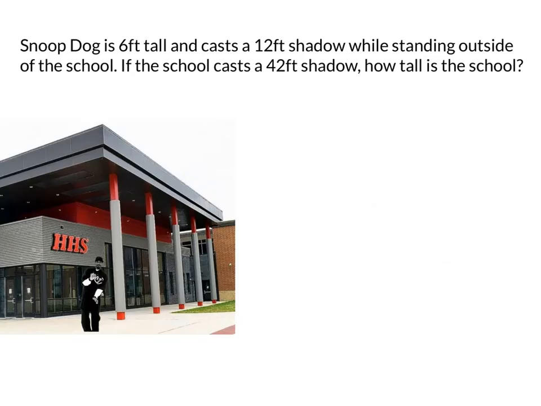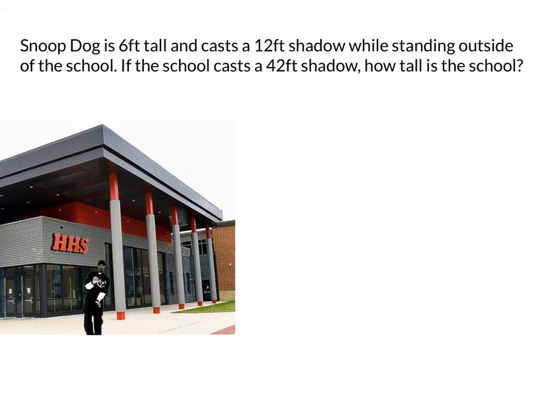All right, so right now we got Snoop Dogg chilling outside of HHS. Now he's 6 foot tall and he casts a 12-foot shadow while standing outside the school. If the school casts a 42-foot shadow, how tall is the school? That's a great question. Now let's just take a moment to realize how cool it is that he's chilling outside the school. That's a fire rhyme right there, Snoop Dogg. Feel free to use it in the next hit.